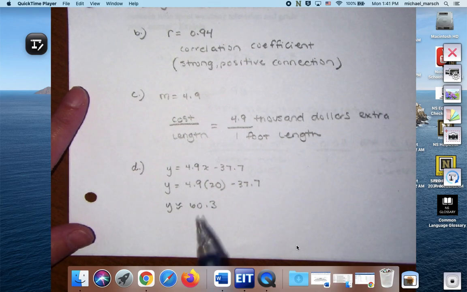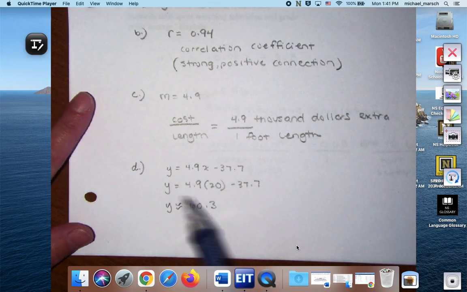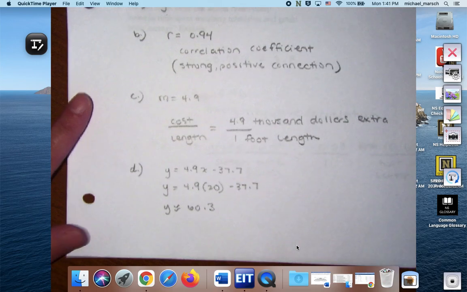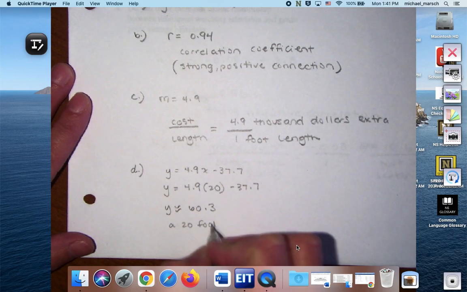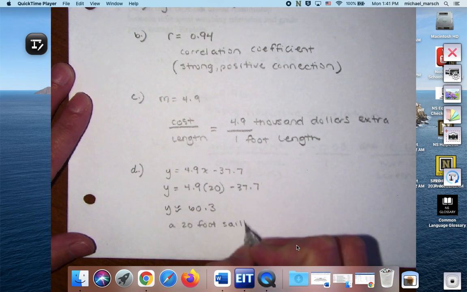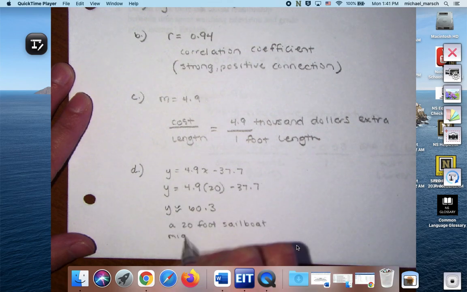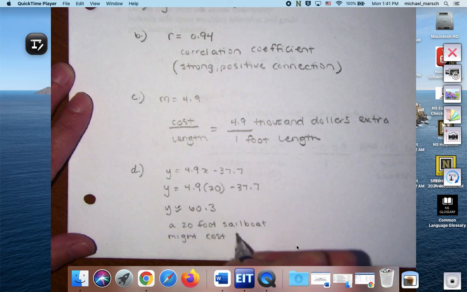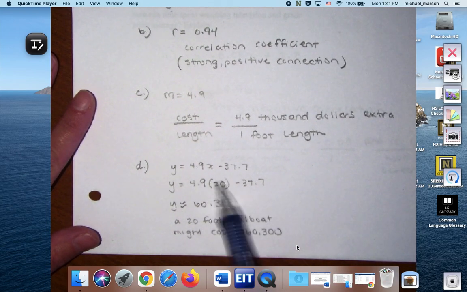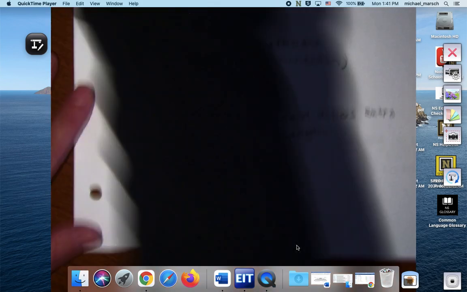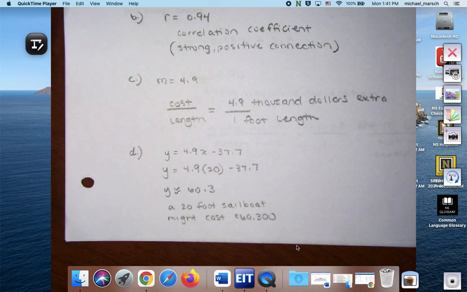But my boat isn't just going to cost $60.30. What does this actually stand for? $60,300, right? So a 20-foot sailboat might cost $60,300, right? So we took the length of the boat, put it in for x, because our x values are length, and we knew that the y would be the cost, because that's exactly what it says in that table up at the top, right? Length is x, cost is y.